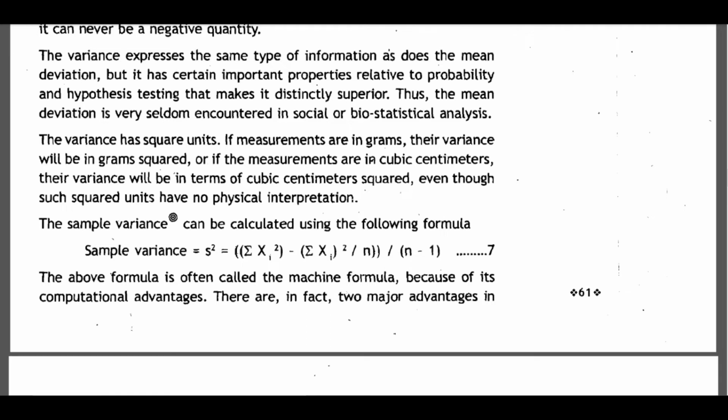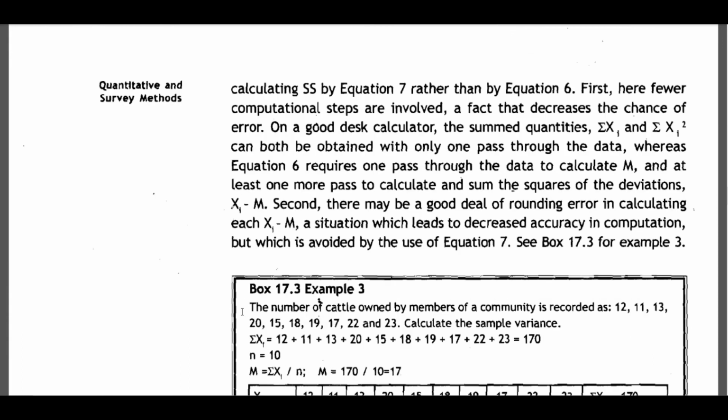Sample variance is equal to the sum of each xi squared, minus (the sum of xi) squared divided by n, all divided by n minus 1. The formula is often called the machine formula because of its computational advantage. There are in fact two major advantages in calculating SS by equation 7 rather than by equation 6. First, fewer computational steps are involved, a fact that decreases the chance of error. On a good desk calculator, the sums Σx and Σx square can be obtained with only one pass through the data, whereas equation 6 requires one pass through the data to calculate m, and at least one more pass to calculate and sum the squares of the deviations.